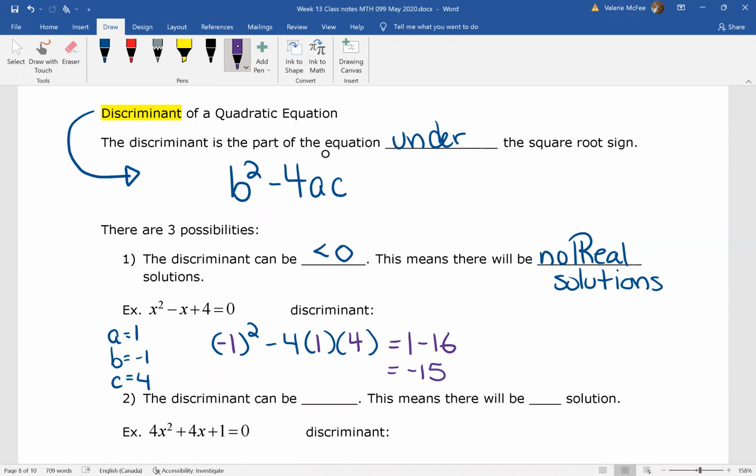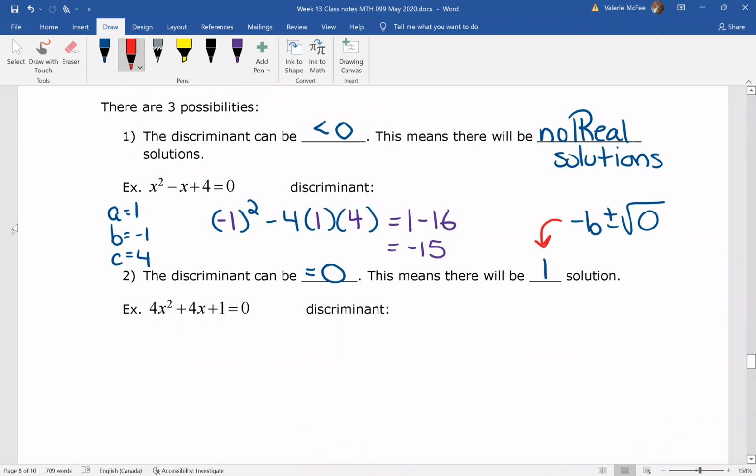Our second possibility is that the discriminant can be equal to 0. When the discriminant equals 0, there will be one solution. Think about our formula. The opposite of b plus or minus the square root of. If we're looking at plus or minus the square root of 0, whether we add 0 or subtract 0, we're going to have only one solution. Pause your video and find the discriminant for question 2.